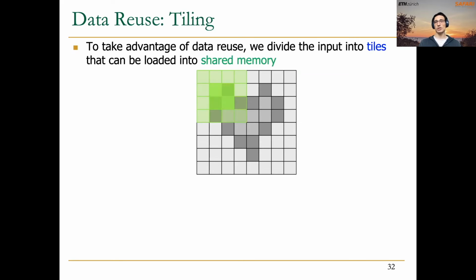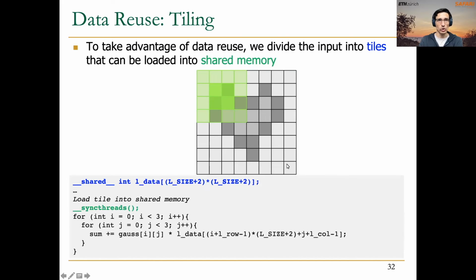And the way to take advantage of data reuse is by using a technique called tiling or blocking, that in the case of the GPU consists of loading parts of the image, in this case tiles of the image, into the shared memory. Because the shared memory is on chip, it can be accessed much faster than going to L2 or the global memory. And this is how the modified code would look, a simplified code for this Gaussian filter.